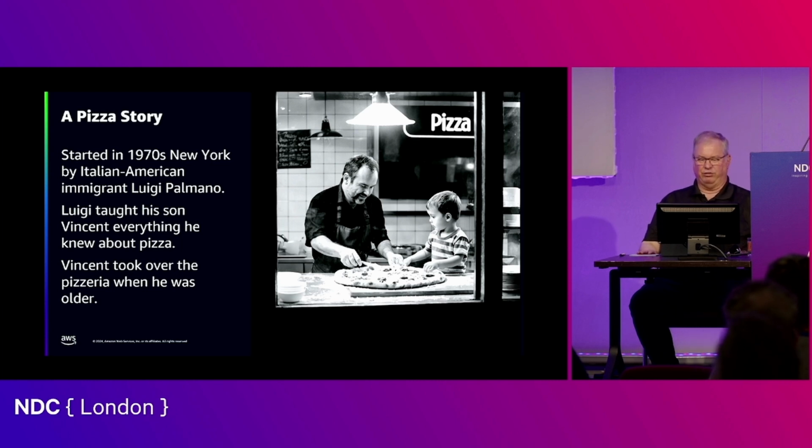Back in 1970s New York, where I grew up, Italian-American immigrant Luigi Pallmann started the pizzeria. And everybody loves pizza, right? If you don't like pizza, you probably aren't welcome here. But we really like pizza in America, and we really, really, really like pizza and are very snooty about it in New York. Well, Luigi taught his son Vincent, as he was growing up, everything he knew about pizza. And when Vincent grew up, he took over the pizzeria.